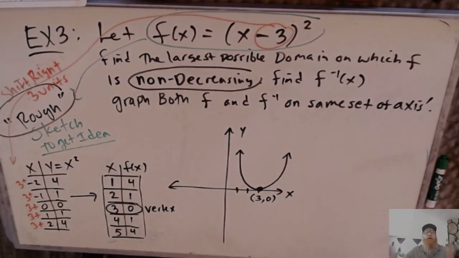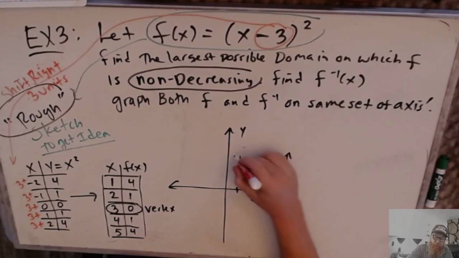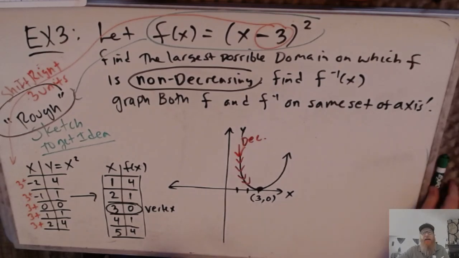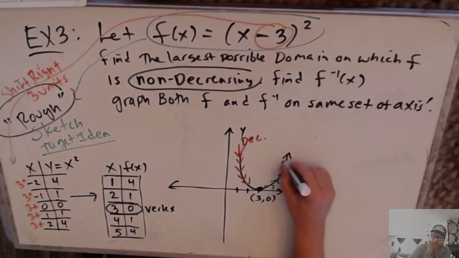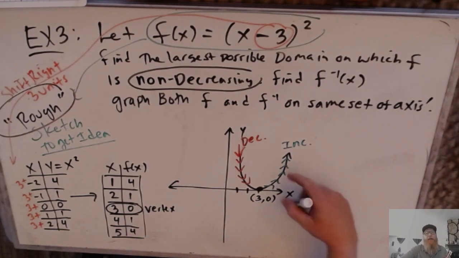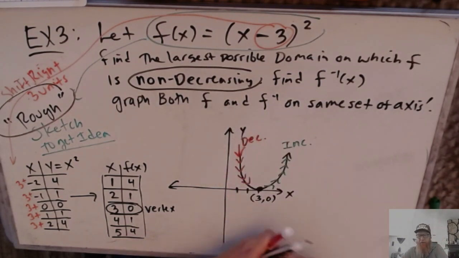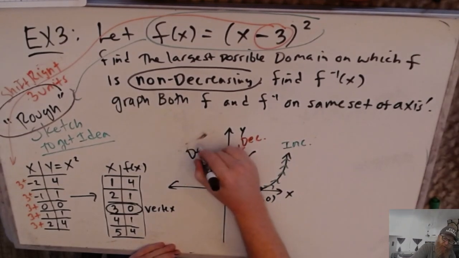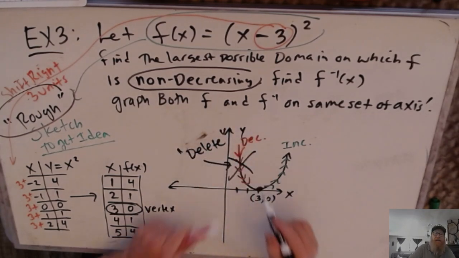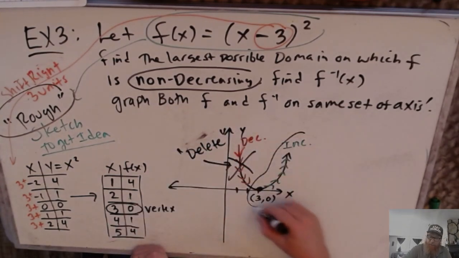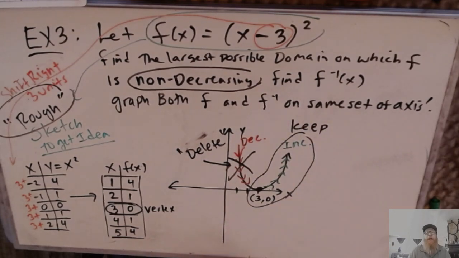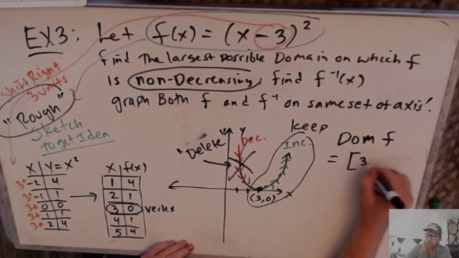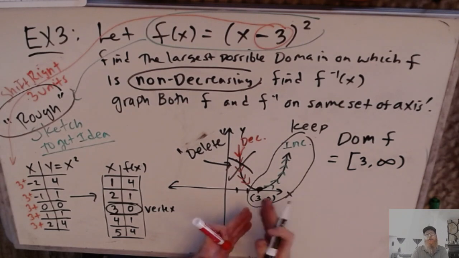Yeah. So we want non-decreasing. So we want to get rid of this side. This side is the decreasing side. This side is the increasing side. And we want non-decreasing, so we are going to throw out, or delete, I like that word better, all of this, and we're just going to keep the right-hand side. So the domain will be from 3 to infinity.